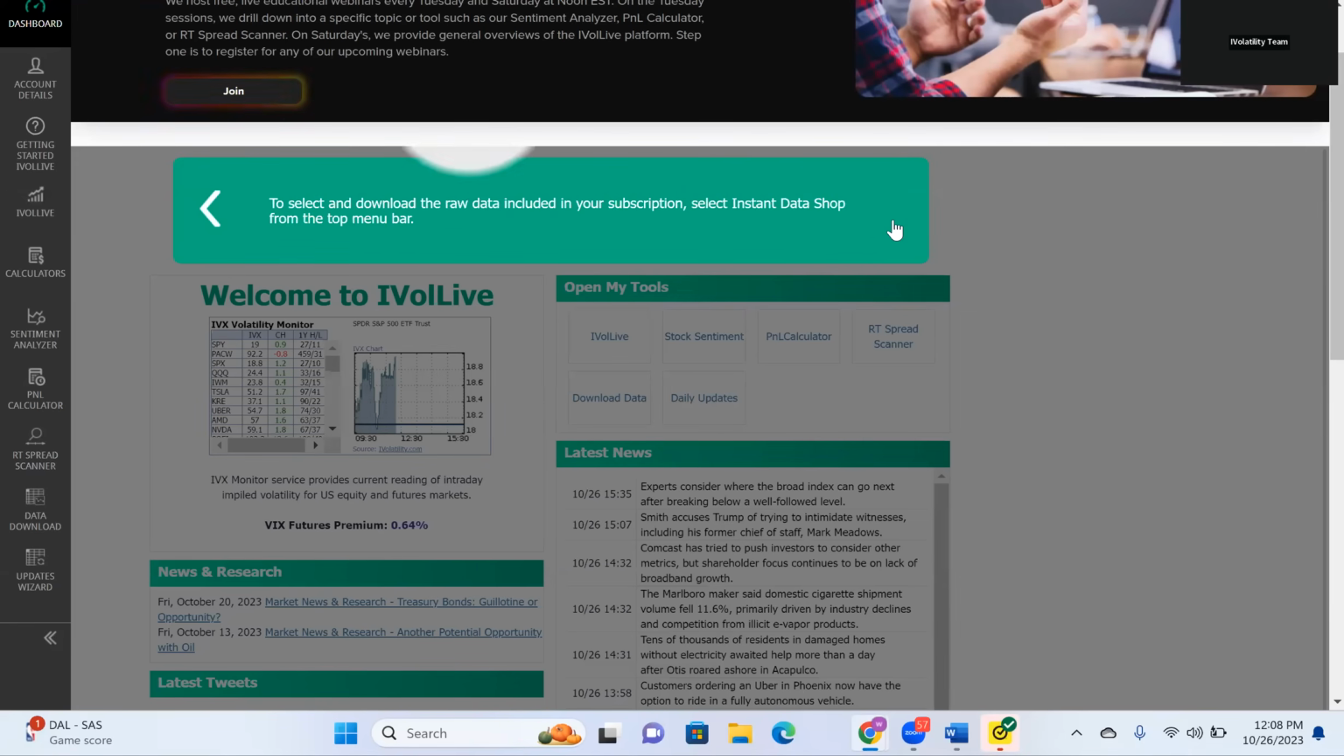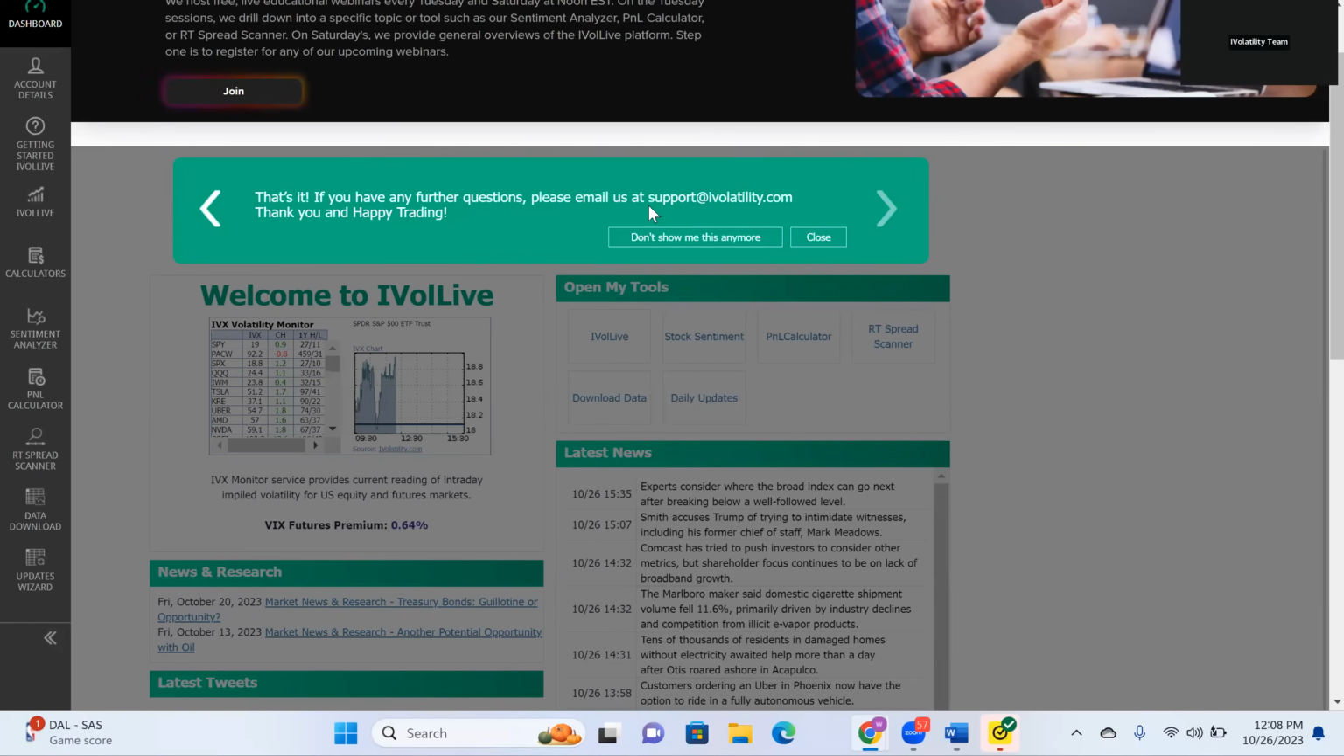So moving right along, you can expand or contract that view, the chevrons, depending on what kind of device you're on. And we are always available at support@ivolatility.com, whether about IVolLive or data or any other question you may have.